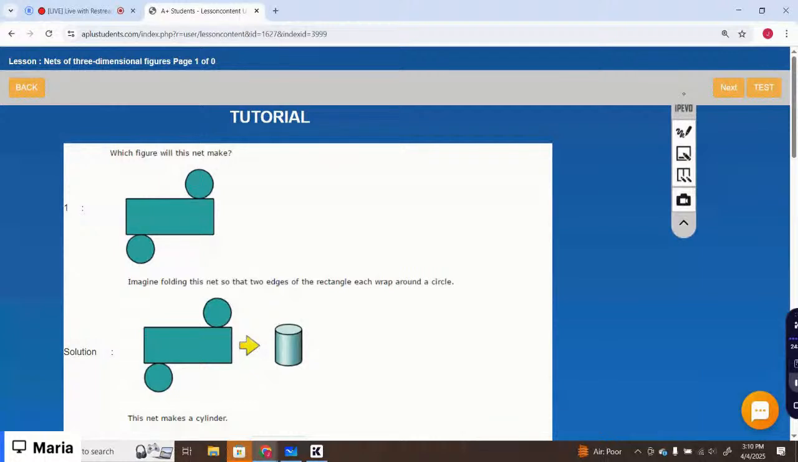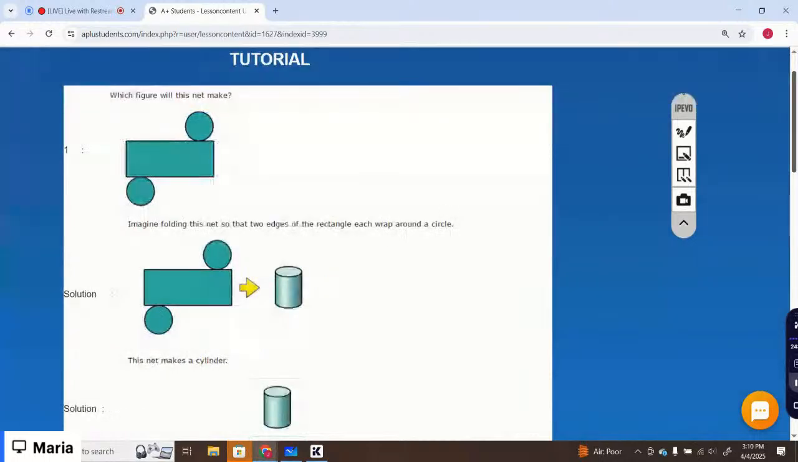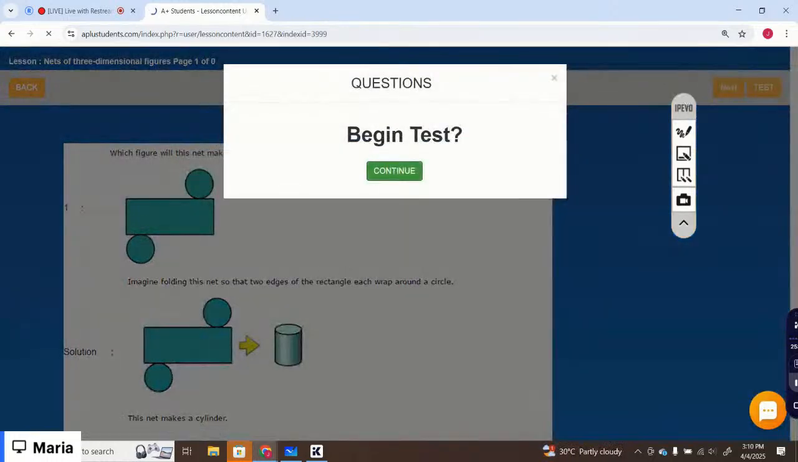Which figure will this net make? So you have to fold the net and see which figure this will make. Imagine folding the net so that the two edges of the rectangle each wrap around a circle. So this net makes a cylinder. Let's start with the test questions.